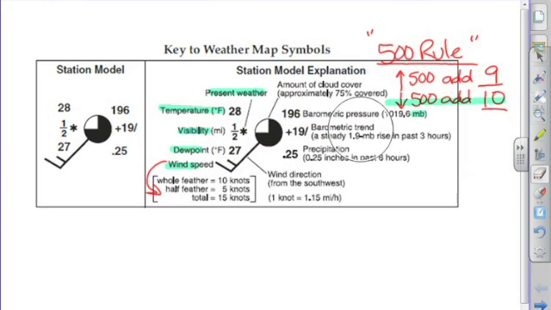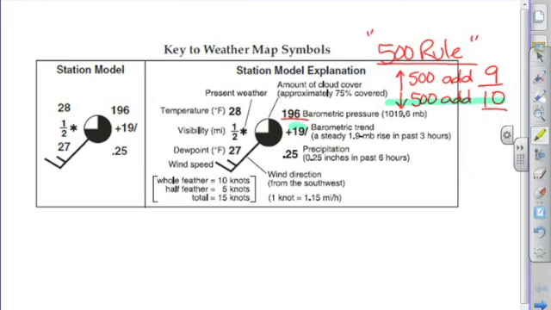Remember, it's important to keep in mind that the barometric pressure that sits on the station model can only be represented by 3 digits. So if you're given a fully converted number, you need to strip it down to those 3 digits by removing the decimal and either the 9 or the 10 that sits in front.